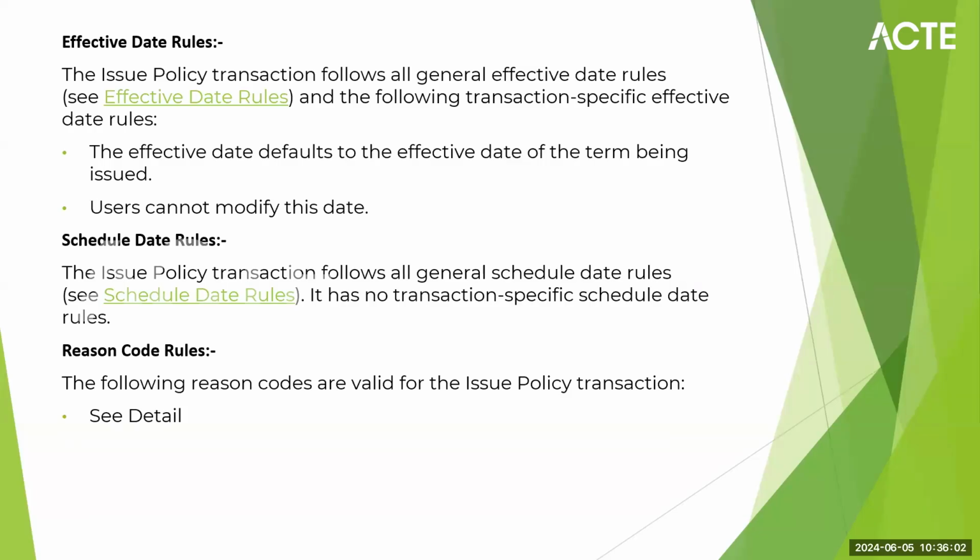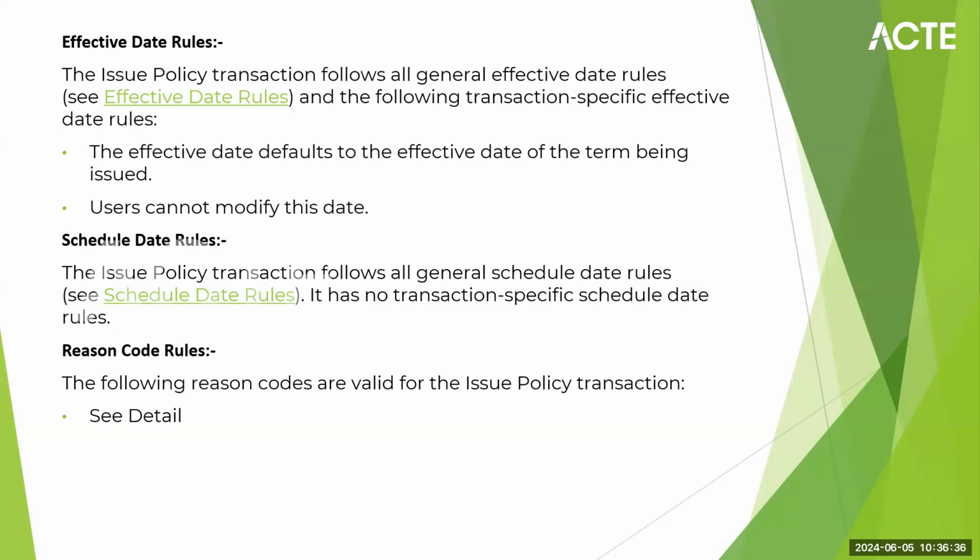The effective date rule. The effective date defaults to the effective date of the term being issued. The user cannot modify this date. Nothing but the previous transaction you have done, that effective date will be defaulted to that. The user cannot edit the effective date. Schedule date rule. This issue policy transaction follows the general rule. There is no specific rule. That means you can give whatever date you want for the schedule date.